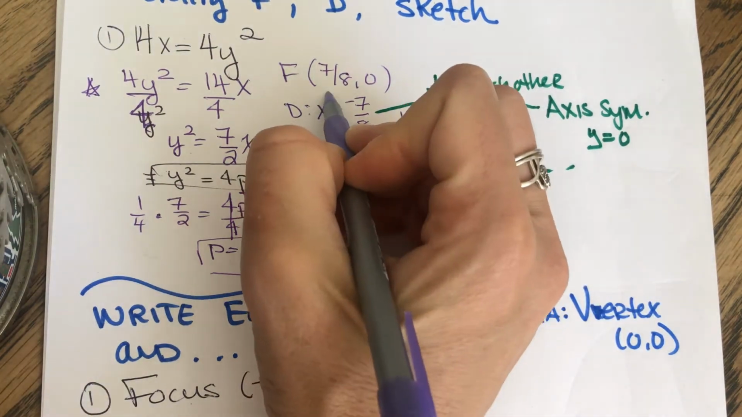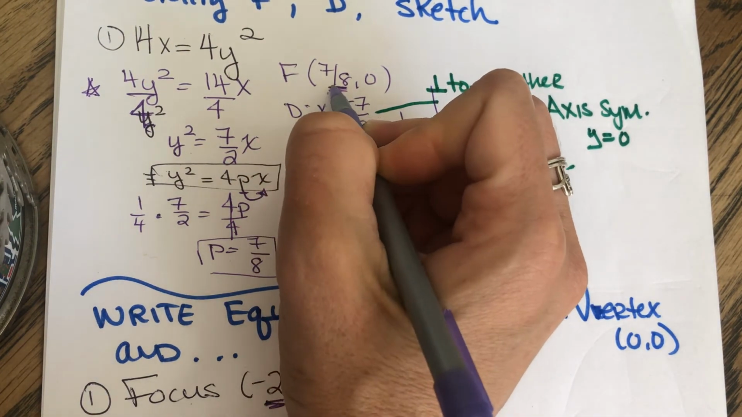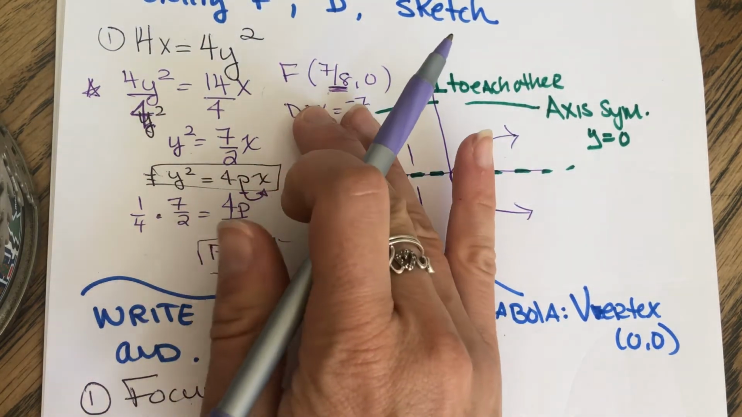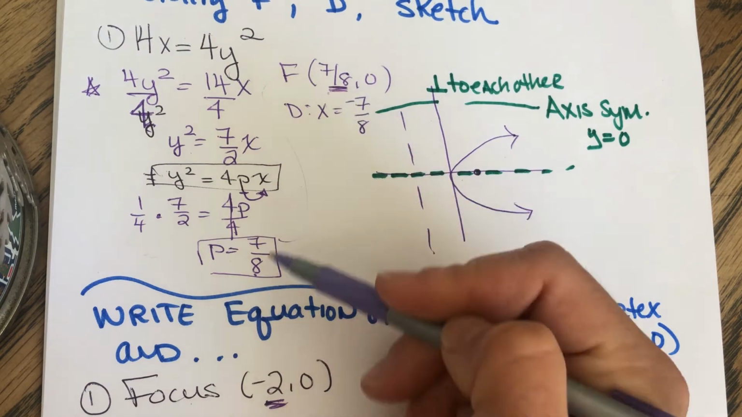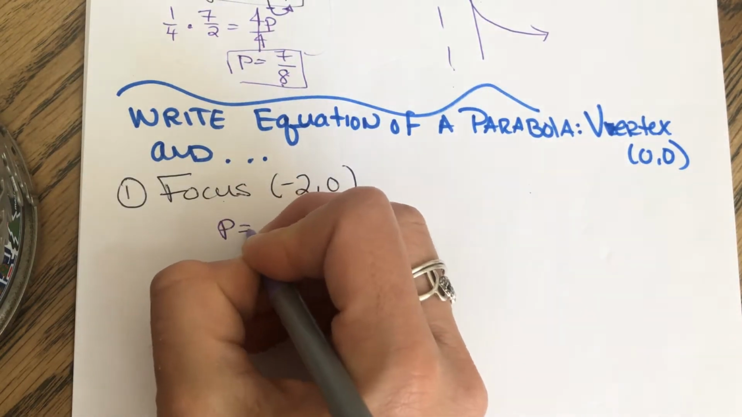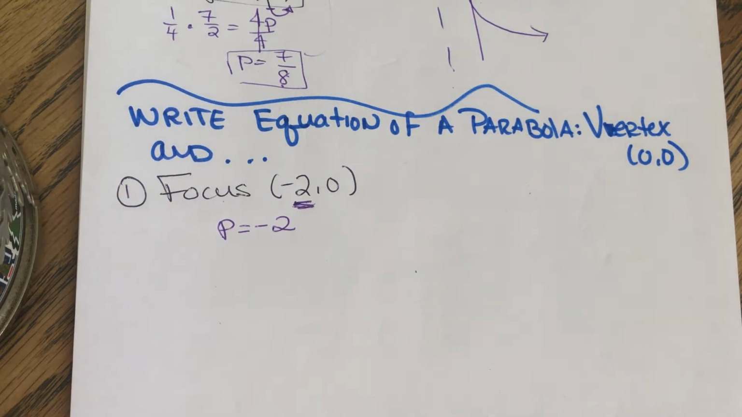If you remember from yesterday, here is a perfect example. When you got the focus, 7/8 was the p-value. Not the directrix, the directrix is opposite. So whatever this p-value was, come down to here. That means my p-value is exactly the same. So there's your p-value. All right, next step.